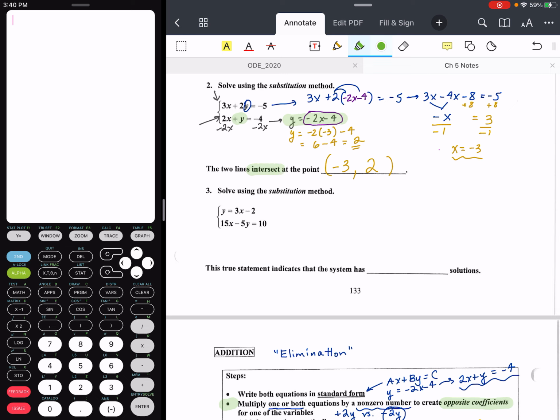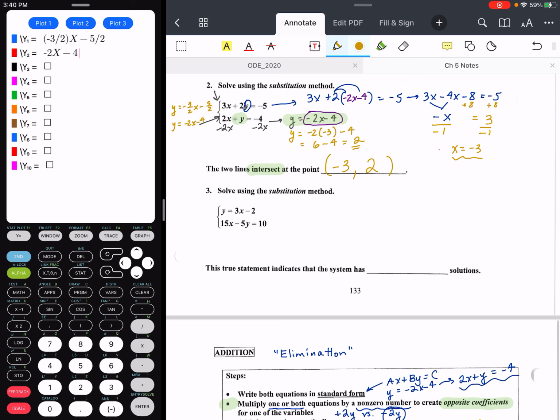So if I were to solve these two equations for y in order to graph them, this top equation I would solve and get y equals negative 3 halves x minus 5 halves. And the bottom equation, just subtracting 2x, I would get y equals negative 2x minus 4. So if I graph those two, and that's what I've done up here, I've got y equals negative 3 halves x minus 5 halves for my top one, y equals negative 2x minus 4 for my bottom equation.